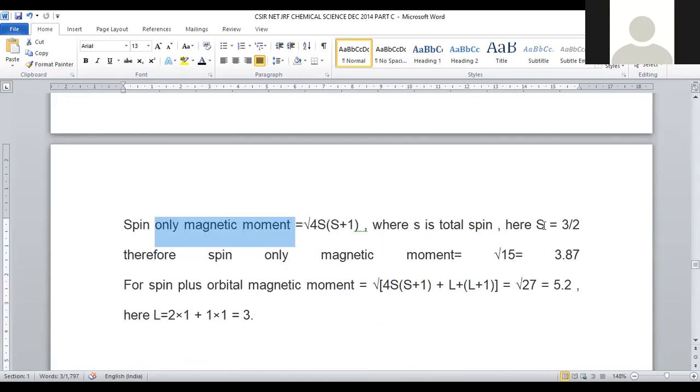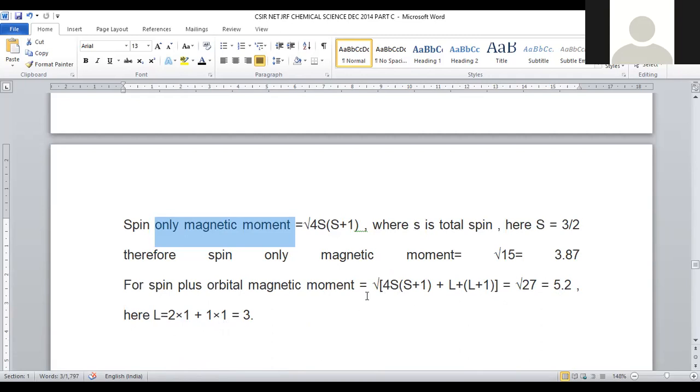If you substitute those L and S values in this equation, root of 4S(S+1) plus L(L+1) can be employed. Root 27 is the calculated value. Root 27 is about 5.2. So here is the calculation: 2 into 1, 1 into 1. So 2 into 1 will be 2, plus 1 into 1 will be 1, so it will be 3. The L value is calculated in this manner. So this is the angular quantum number.